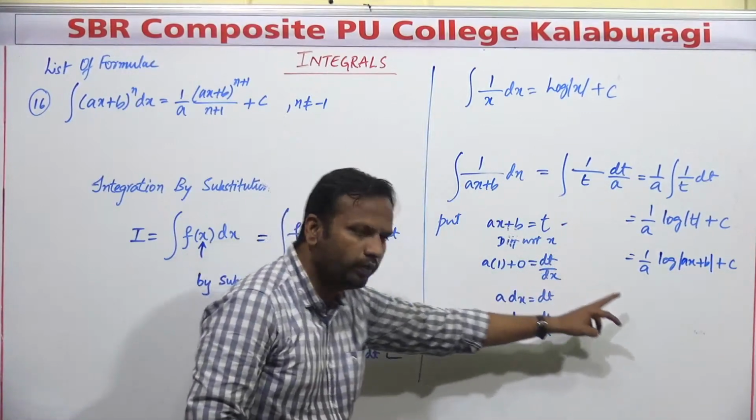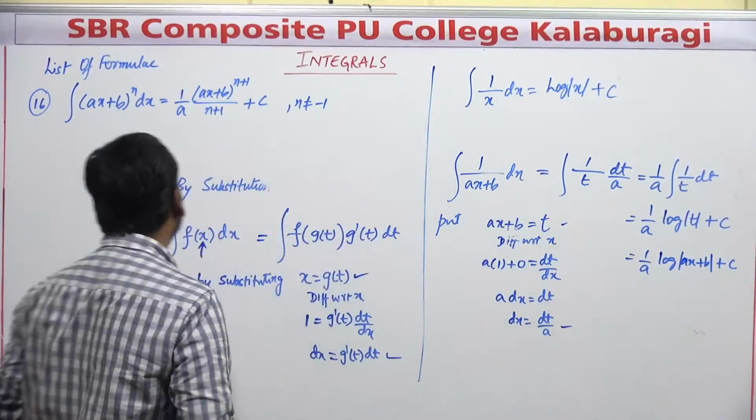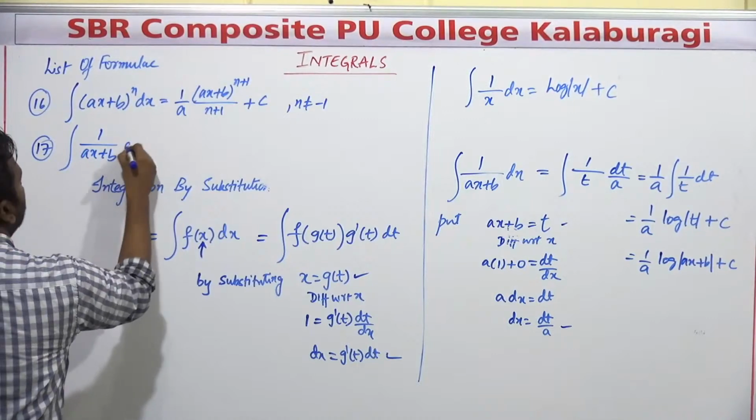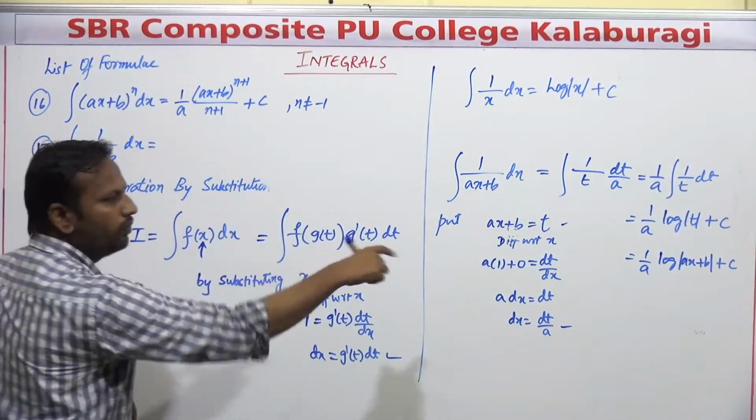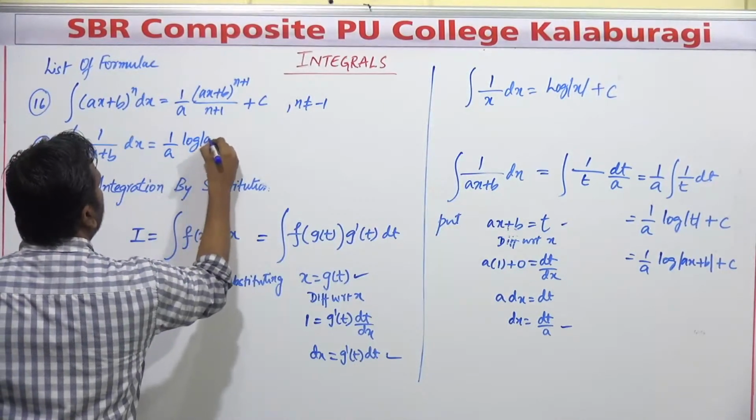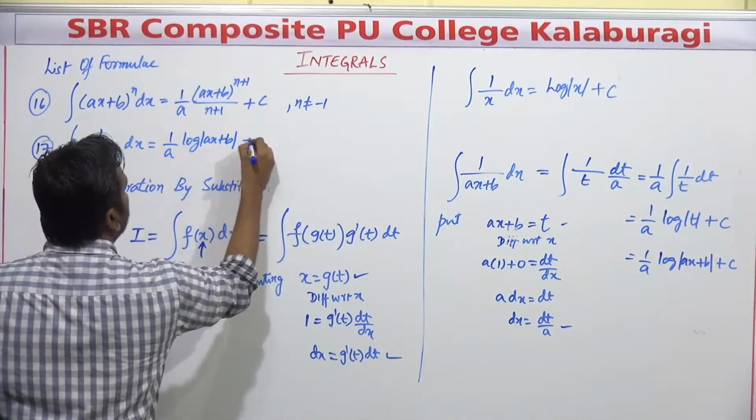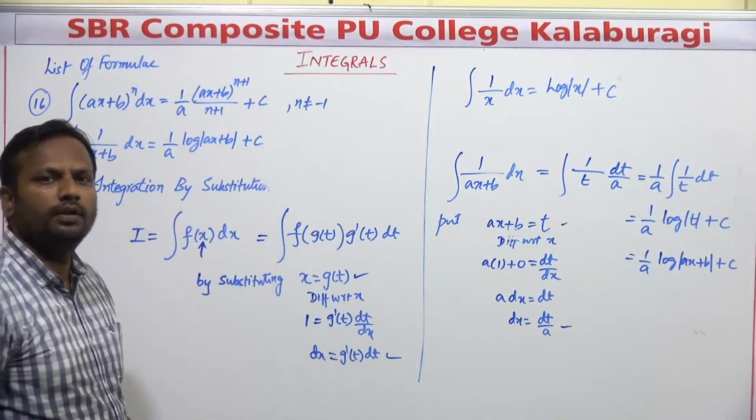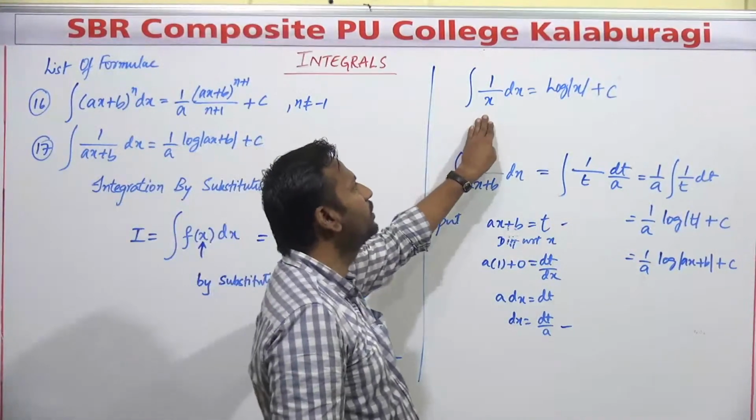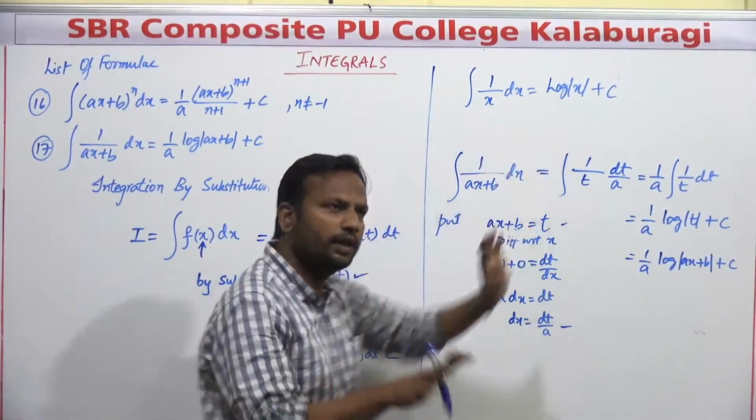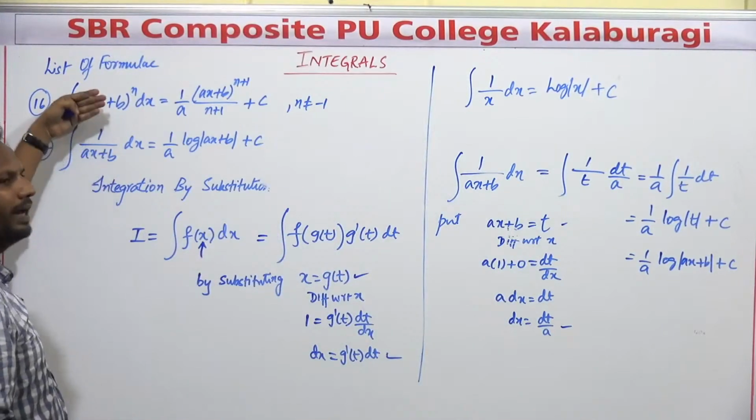Got it? So one more formula we obtained here. The 17th one: integration of 1 by ax plus b dx is 1 by a log of ax plus b. Right? Again, it is easy to memorize here. How, sir? Just see here. What is the integration of 1 by x? Log x. Here also, integration of 1 by x is there.